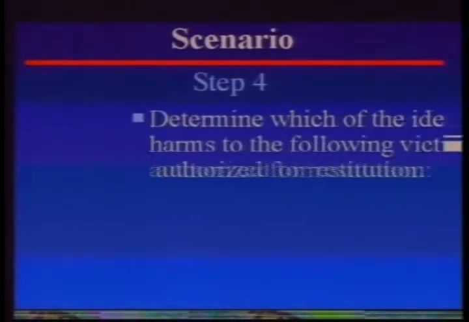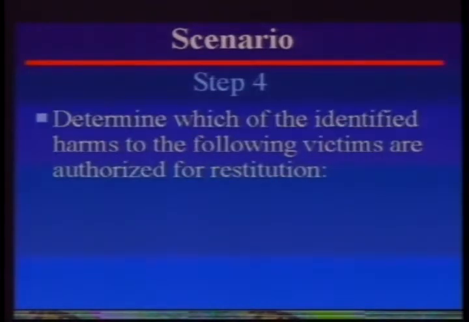Okay, now that being the case, let's go to our final scenario step here, step four, and see what the outcome would be. Determine which of the identified harms to the following victims are authorized for restitution. The bank. Okay, now we've identified some harms to the bank. So which of those harms are going to be compensable? Anyone want to tell us, looking at the various harms we've identified that were suffered by the bank, which ones will be compensable?